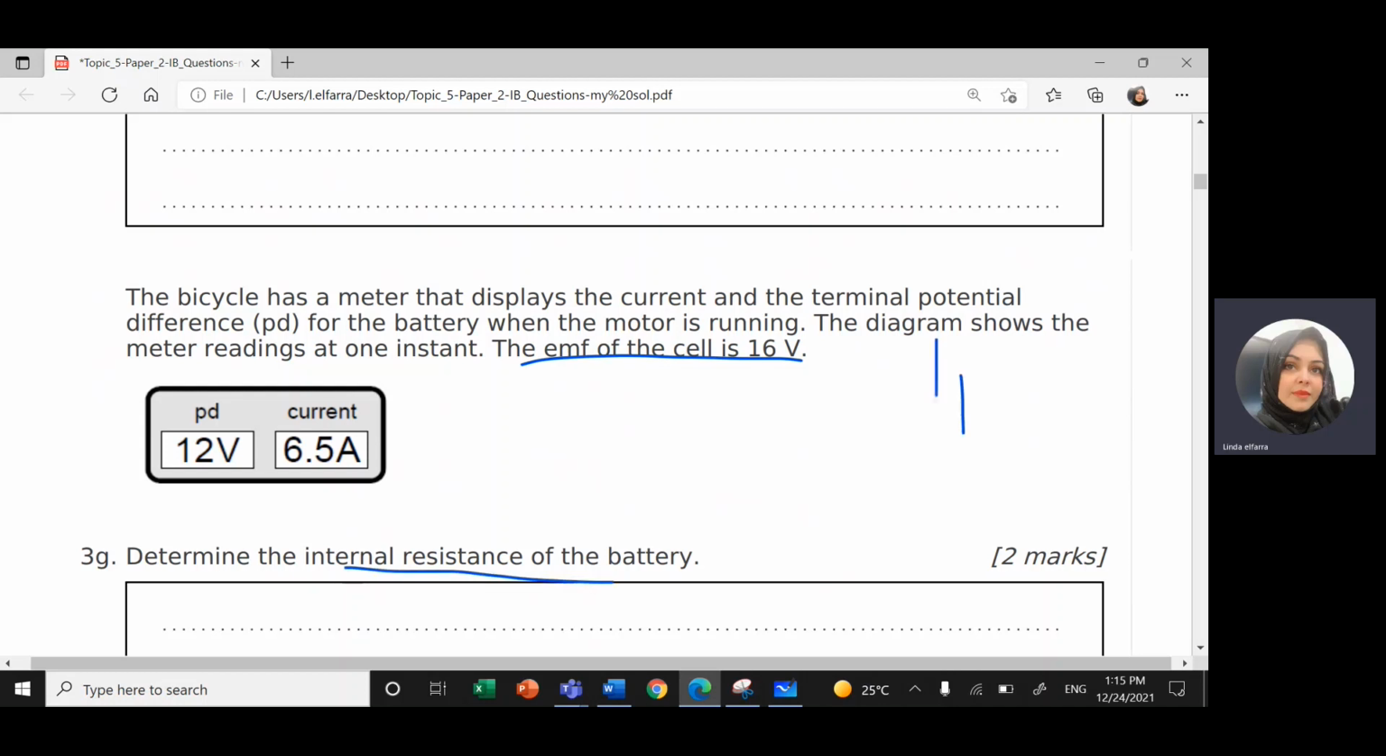So if you have a battery, we usually draw the internal resistance next to the battery. Okay, and this is because of the external resistance, I will have a drop in the resistance.